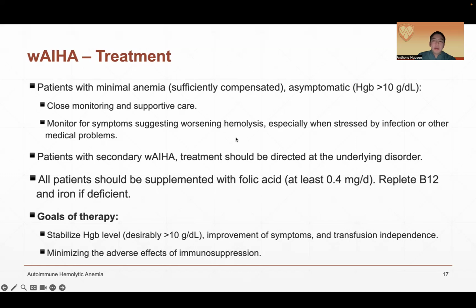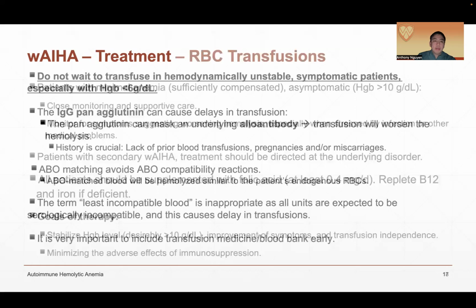All patients should be supplemented with folic acid since there's ongoing breakdown of the red blood cells, and then a repletion of the B12 and folic acid. The goals of the therapy are to stabilize the hemoglobin to above 10, improve symptoms, be free from transfusion, and also minimize the adverse effects of immunosuppression.